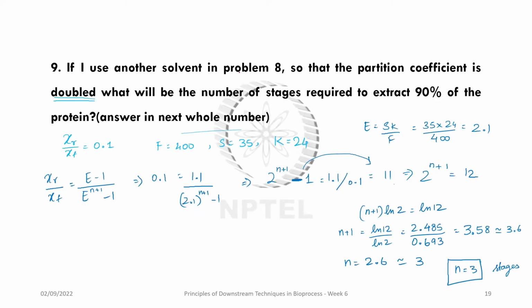And question 9 was in continuation with 8. If I use another solvent in problem 8 so that the partition coefficient is doubled, so instead of 12 there you're going to substitute 24 and get the answer as 2.1, which is double that of 1.05, right? So if you substitute that and solve the same way as the previous question, you end up with n plus 1 is equal to 3.6, sorry, so n is equal to 2.6, so we round it off to 3 stages. Clear?